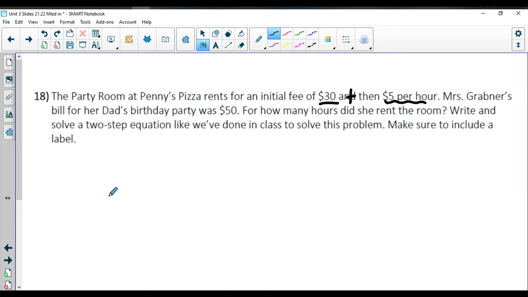Please make sure that you are writing down and solving a two-step equation like we've done in class to solve this problem. Make sure you include a label. So you're going to go ahead, write, solve your equation, and then you'll just type in what your answer is with the label.